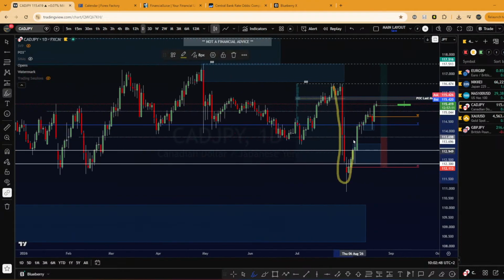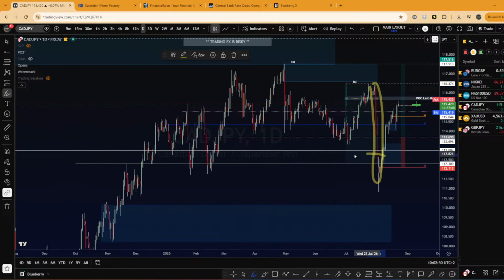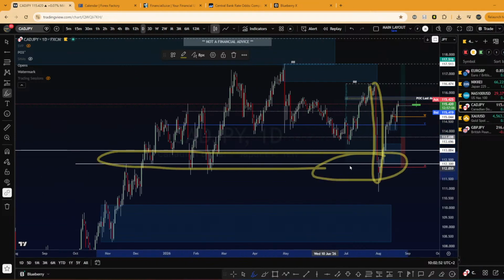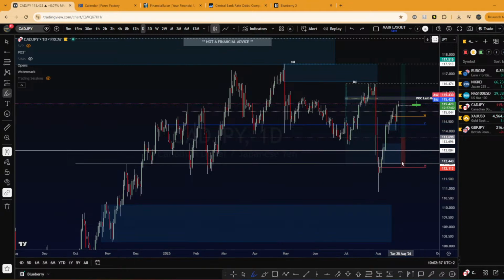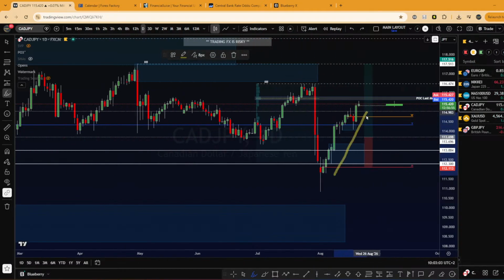This was the intervention from the Bank of Japan. We retest this support right there, you see. Then we start to buy again. There is a strong impulsion. So I wanted to take advantage of this strong impulsion towards at least this level right there.